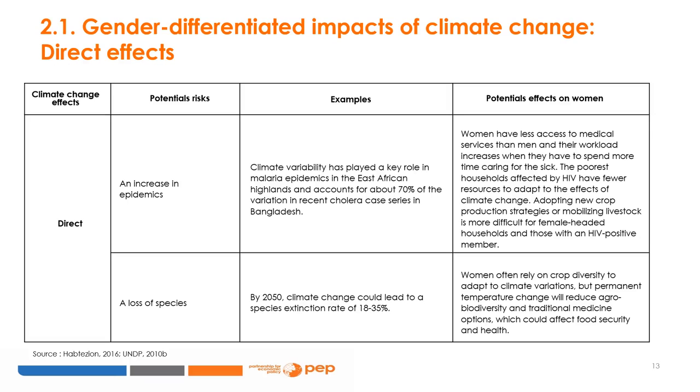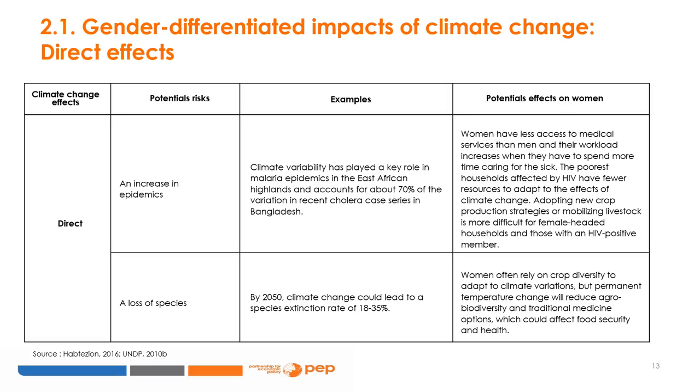Women have less access to medical services than men, and their workload increases when they must spend more time caring for the sick. The poorest households affected by HIV have fewer resources to adapt to the effects of climate change. Adopting new crop production strategies or mobilizing livestock is far more difficult for female-headed households and those with an HIV-positive member.